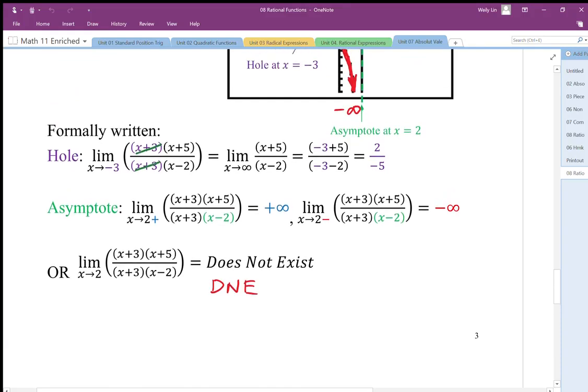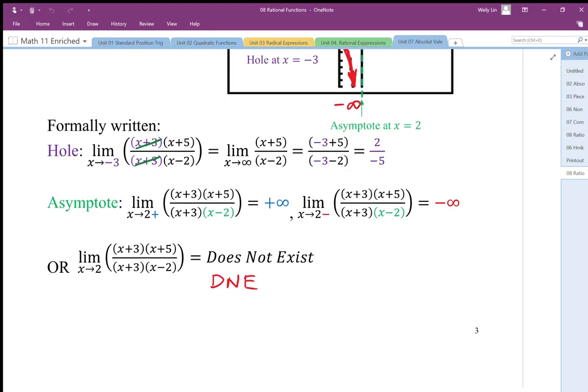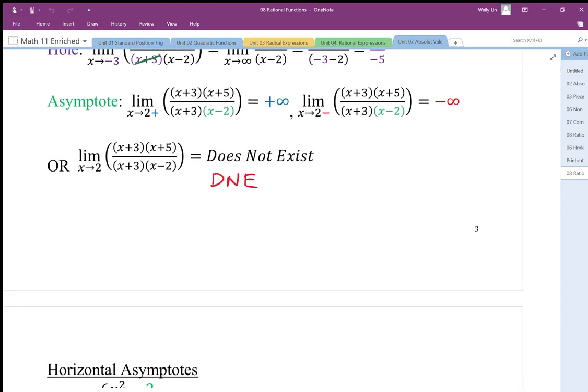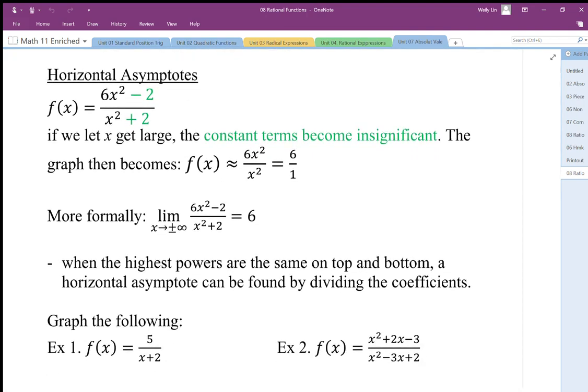So what's happening at the hole and what's happening at vertical asymptotes is happening at a specific value of x. So we call these localized behavior. We can look at horizontal asymptotes, and these are what we call endpoint behavior. So what is happening as x gets really, really big? What's happening on the right-hand edge, the left-hand edge as we go out to positive and negative infinity?